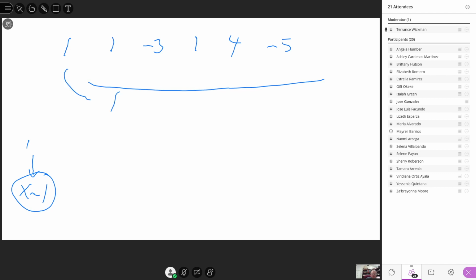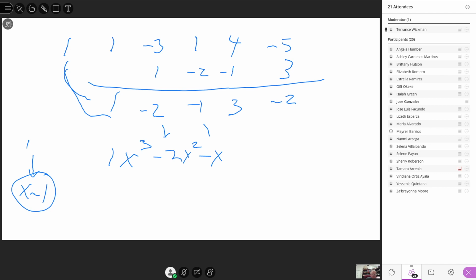You bring down your 1, take 1 times 1, you get 1. You add these two up here, you get -2. You take the 1 times the -2, you get a -2, and you add them. You get -1. You get another -1, you multiply this, and you get a +3. Take that, multiply it by 1. You get 3. Add to -5, you get a negative 2. So the answer for this particular problem, based on this, is 1x to the third minus 2x squared minus 1x plus 3 with a remainder of negative 2 over x minus 1. The negative could come out here. I get B.